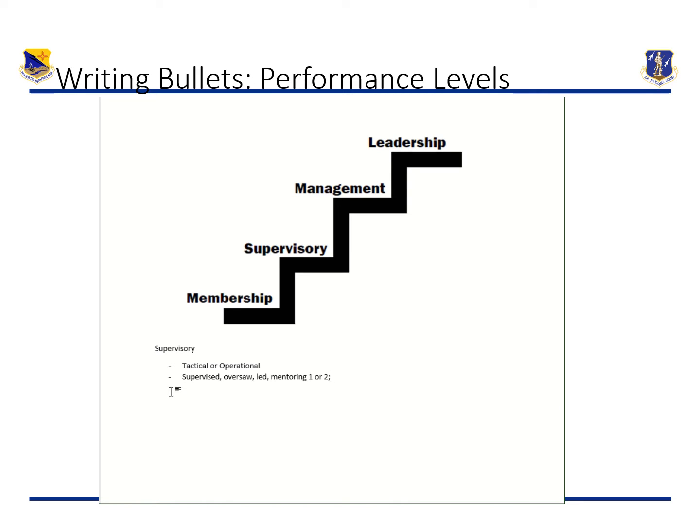When it comes to education, for example, now we're looking at maybe completion of CCAF, maybe already been awarded CCAF. When we're looking at primary duties, we're looking at, again, supervising, overseeing, leading, and mentoring. And when we think about the impacts that a person has at the supervisory level, we're talking base or community, because now we're broadening the scope of influence.